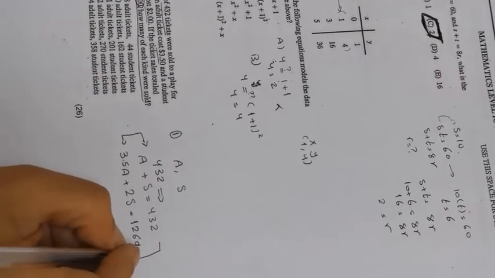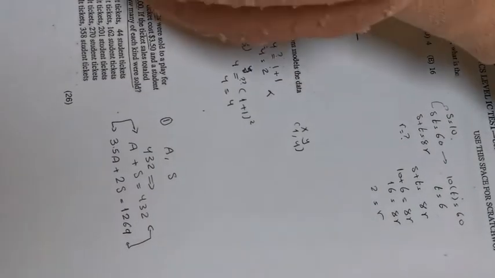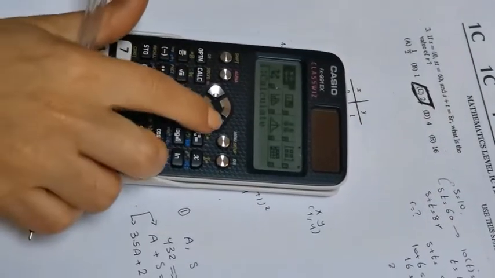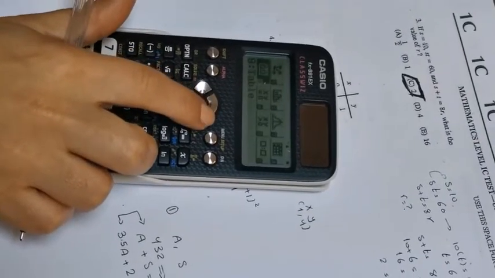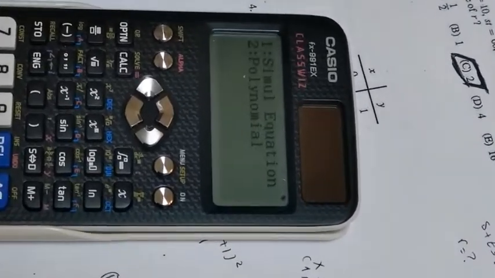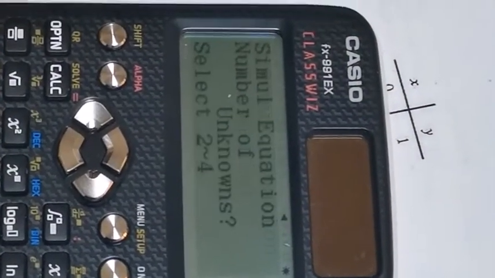So now we have the system of equations. To solve the system of equations, we have to use the calculator. Okay. Menu, then we choose A. So alpha, then A. So I have to take the first choice, 1.